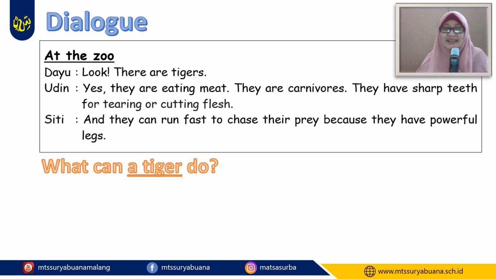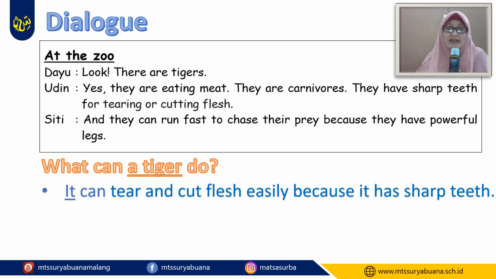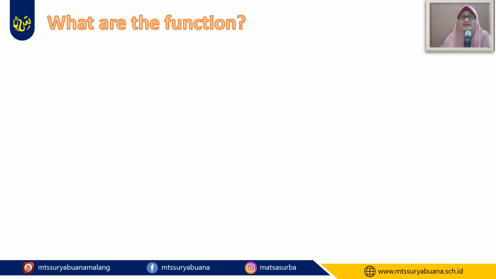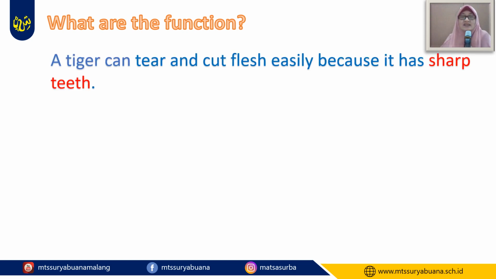Right, now let's see what can a tiger do. Right, it can tear and cut flesh easily because it has sharp teeth. It can run fast to chase its prey because it has powerful legs. Right, so now we can talk about the functions. A tiger can tear and cut the flesh easily because it has sharp teeth. So what do you think the function of the sharp teeth that a tiger has?